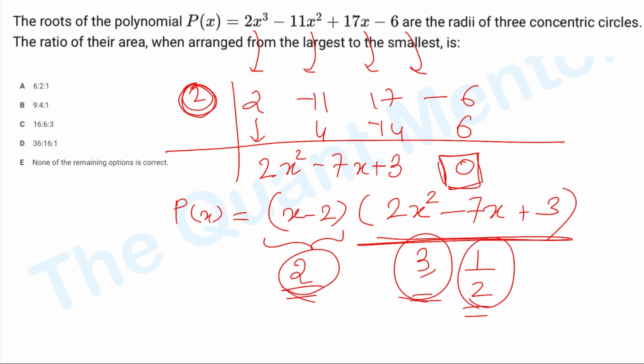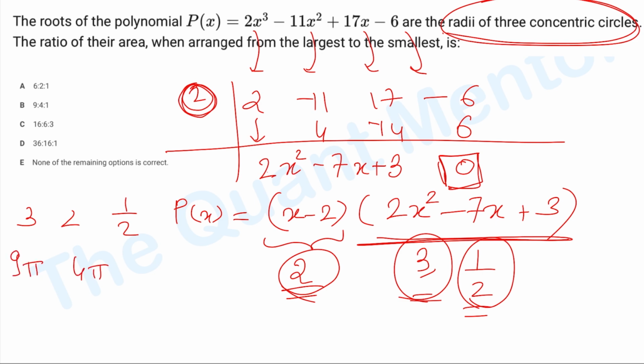From largest to smallest, if I write the roots, they will become 3, 2, and 1 by 2. They are also the radii of three concentric circles, guys. So if radii are 3, 2, and half, the areas are pi r square. So pi into 3 square is 9 pi. Pi into 2 square is 4 pi. And pi into half square is 1/4 pi. These are the areas of the three circles in question.